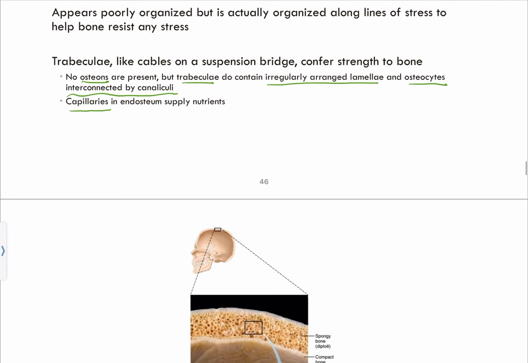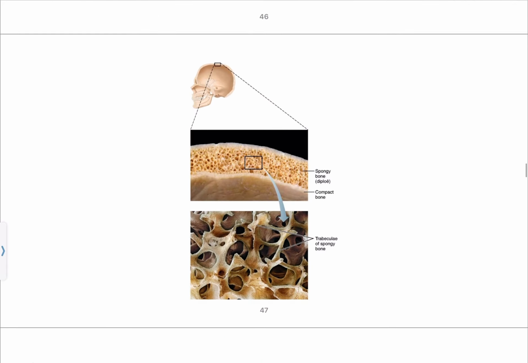So here again, here's just a picture to remind you, we don't have a medullary cavity. If we zoom in and look at a microscope, this is what we see. We don't see any osteons. We don't see a central canal. We don't see any of that. So spongy bone composition is not as neatly organized as compact bone.